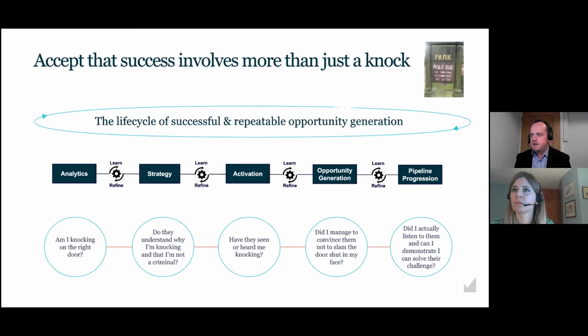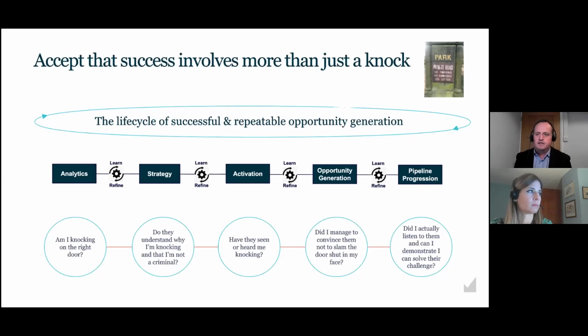And the fifth step on the ladder is pipeline progression. Did I actually listen to them, and can I demonstrate I can solve their challenge? It's all well and good positioning a message to them, but what are the insights? What's the feedback? What are they saying when you're pitching this to them? Are you listening, or are you just blindly going on and saying, no, this is what I want to sell you, when that isn't actually what they're telling you? So there's a degree of professionalism there that is essential. And if you can do those five things, that's going to make a huge difference.